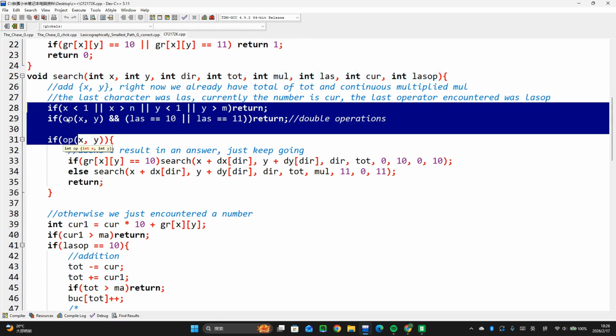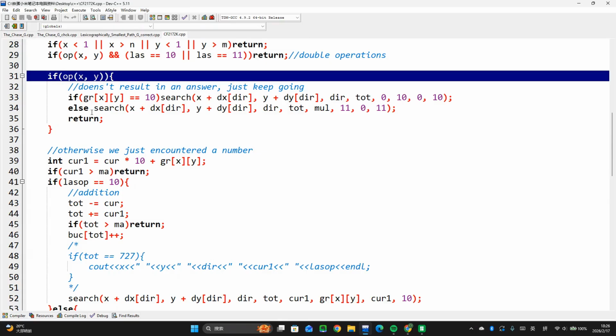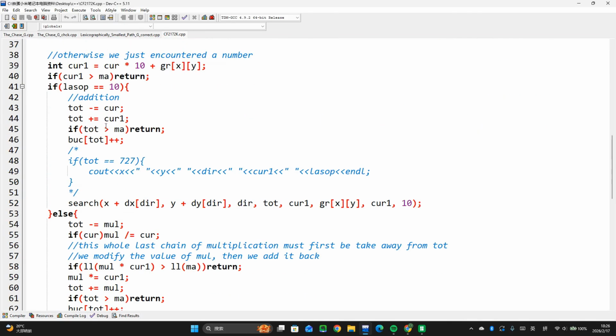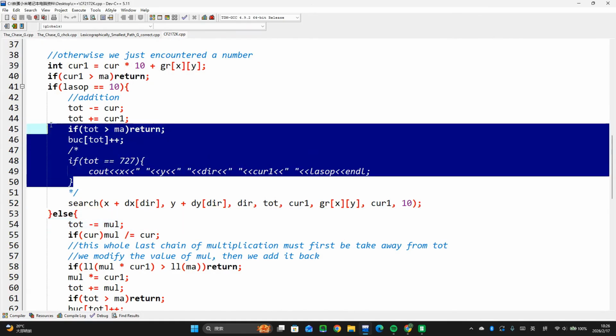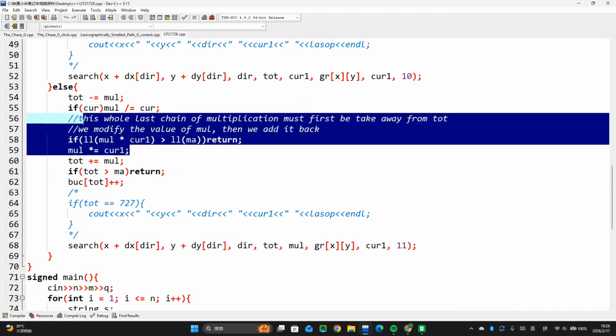These are all straightforward. If it's out of the grid, obviously, or double operations, we have to get rid of it. And if it is an operation, however, we don't give an answer. We just keep going because we can't sum to an answer with just an operation. However, if it's a number, we have to look at whether the last operation is an addition or multiplication. Addition is much easier, but for multiplication, we know the current multiplicated value is mole, so we have to subtract that from the total and then divide by the last current number, you get the idea. You have to basically renew the mole and then add it back to total, which is explained here.